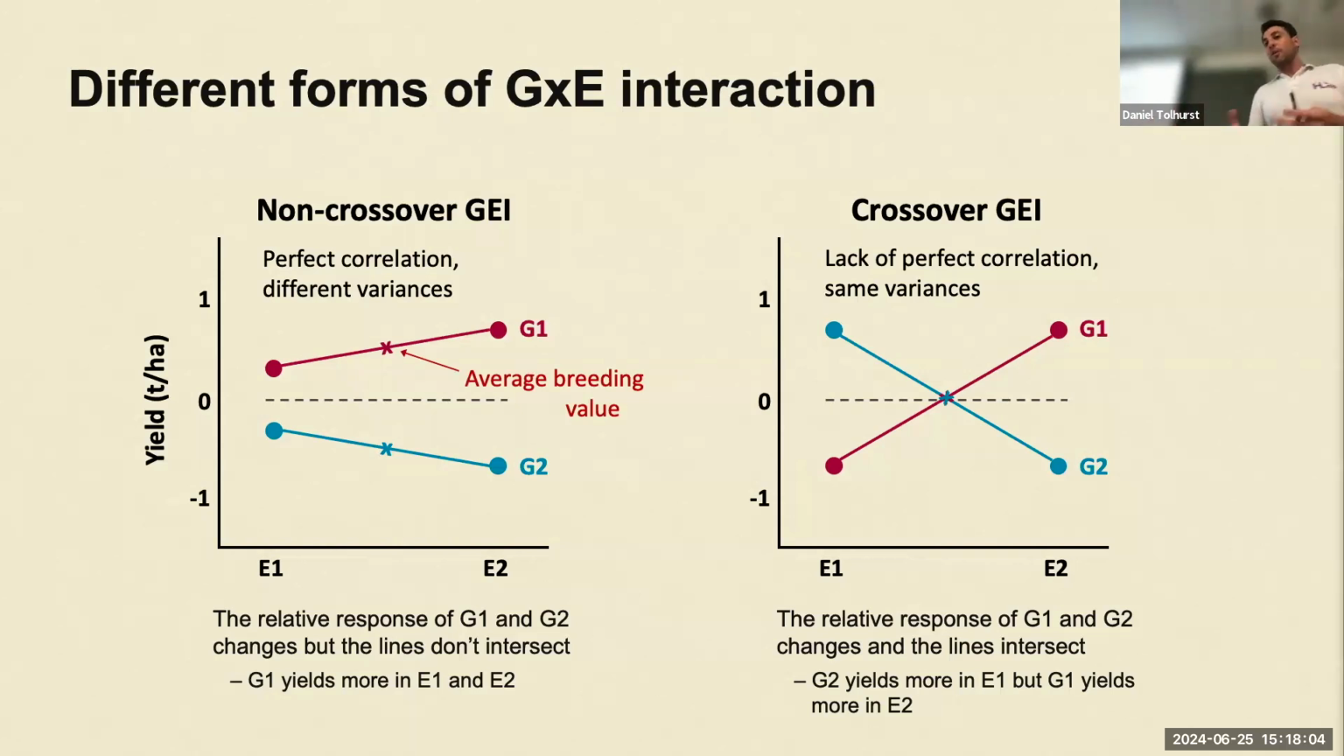Another way of thinking about this is that the X's here represent, say, the average breeding value across the two environments. We can see that the average for G1 is higher than G2, which means that it's consistently higher in both environments. Whereas in the crossover case, the average breeding value actually reverts to 0 for both of them. So there's no one good genotype that does well over both of them in this case. You need to select for the specifically adapted genotypes for the two environments.